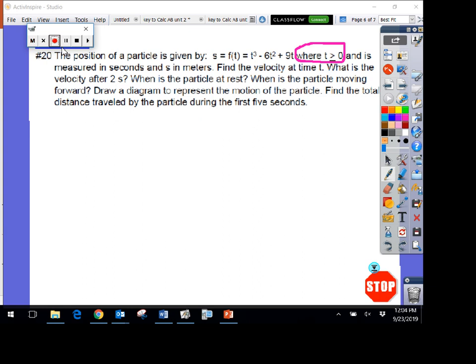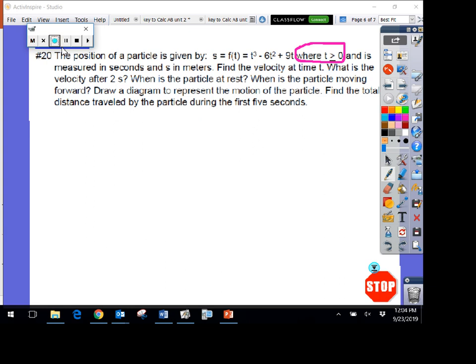So the position, it gives us the position, s or f of t, either one of those. You won't always see both of those, but either one of those could be given to you right there for the position function. And then it tells you it's in seconds and meters.